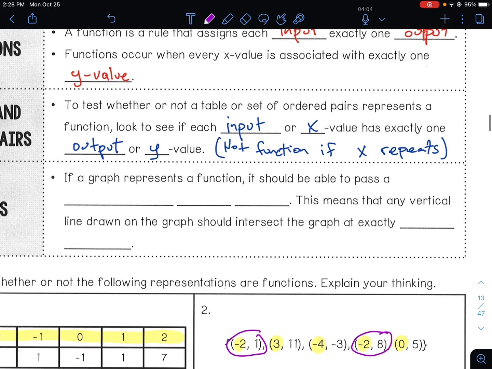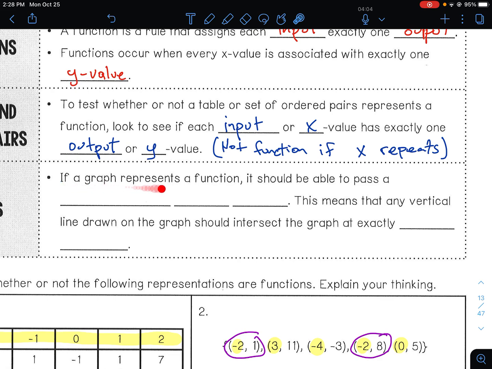Now, how do we tell if a graph represents a function? Well, if a graph represents a function, it should be able to pass something called a vertical line test. This means that any vertical line drawn on the graph should intersect the graph at exactly 1 point.